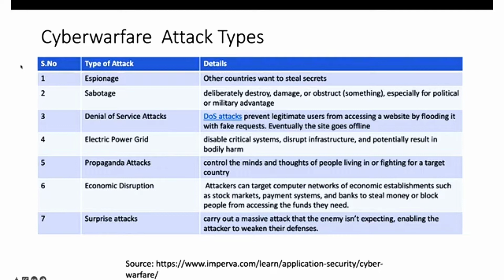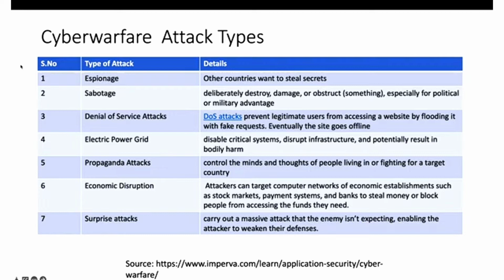Now, the next one is the power grid, or essentially we can call it critical infrastructure. So, anything that is related to day-to-day life, which is water, electricity, gas pipelines. If all these are targeted and their normal state of operations is disabled, then it will create havoc in the country. The next one is propaganda attacks. In this, controlling the thoughts of people for a particular agenda is done, and typically done using social media. We have seen multiple examples of this in the last 2-3 years.